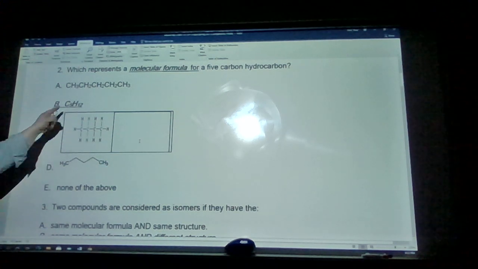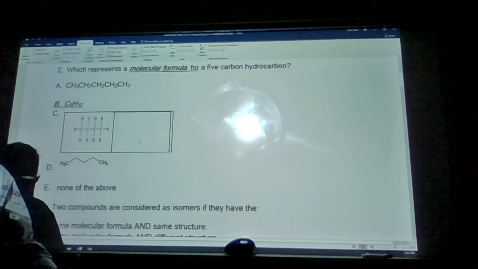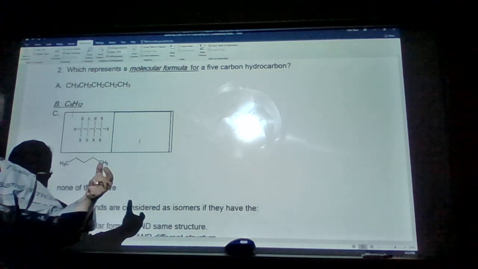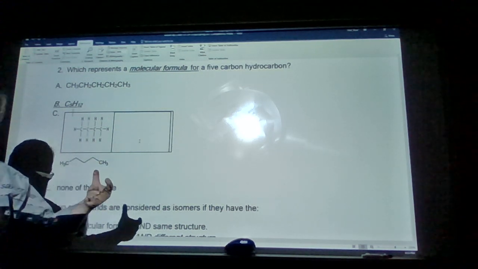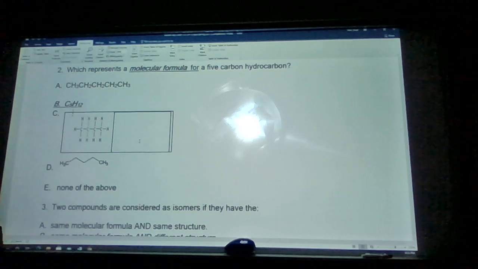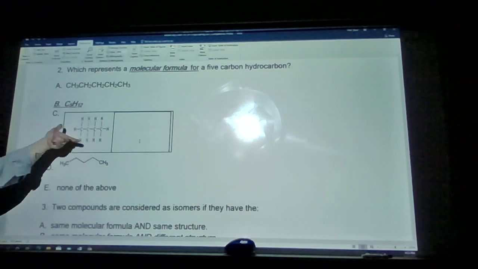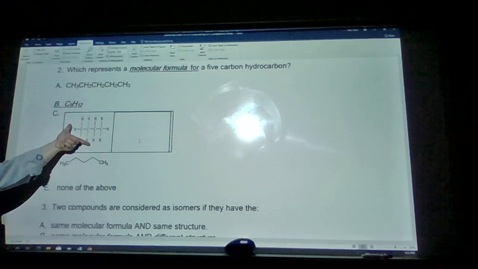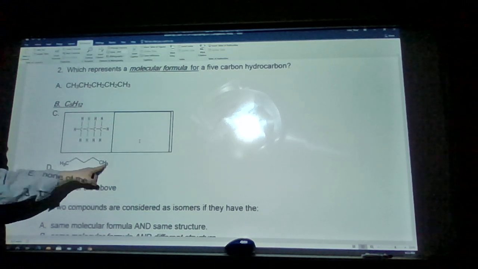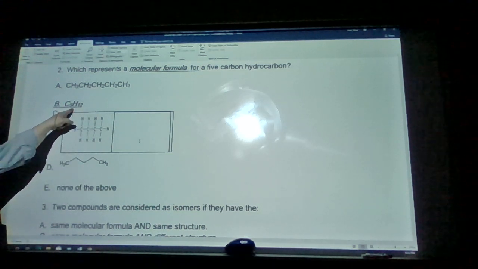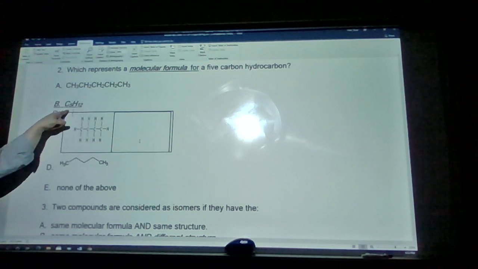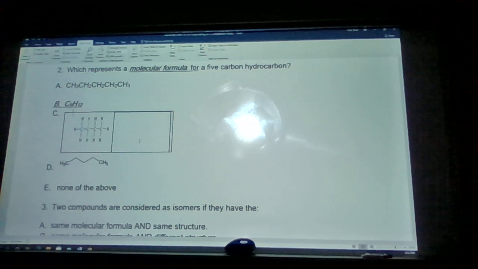Five-carbon hydrocarbon molecular formula. All a molecular formula does is tell you how many of each particular kind of atom are present. This is a condensed molecular formula. This is an expanded formula. This is a skeletal formula. The only formula here that represents a molecular formula is C5H12, answer B.